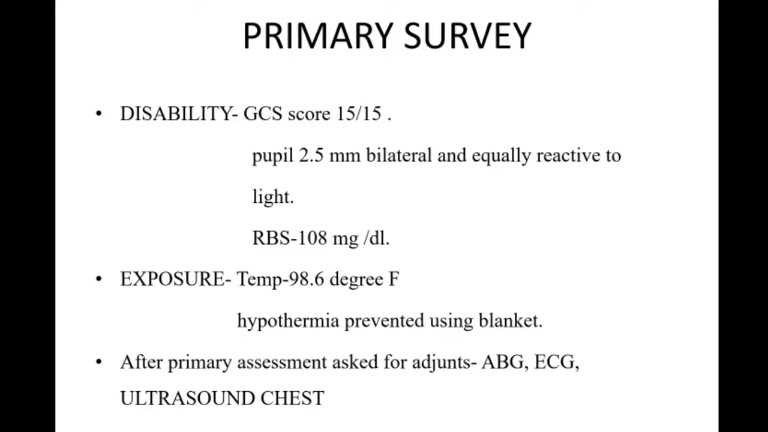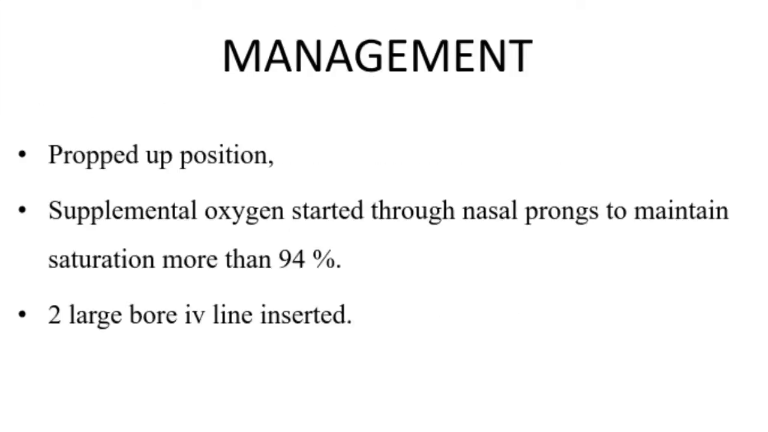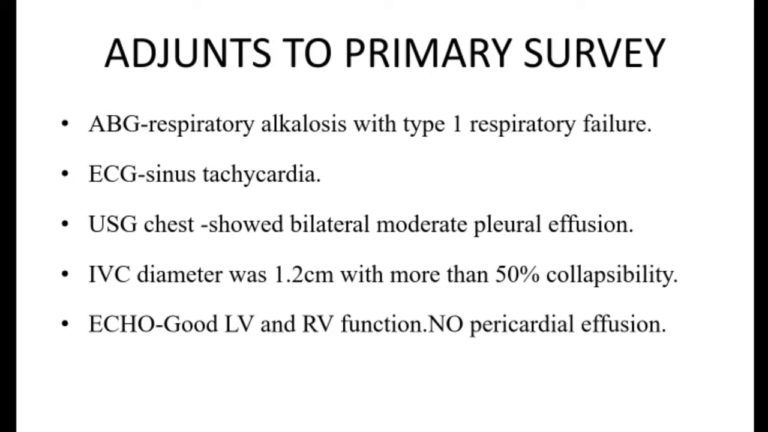After primary assessment, we found that the problem is in the breathing part, so we asked for adjuncts: ABG, ECG and ultrasound chest. Management of the primary survey included keeping the patient in a propped up position, supplemental oxygen started through nasal prongs to maintain saturation more than 94%, and 2 large bore IV cannulas inserted.